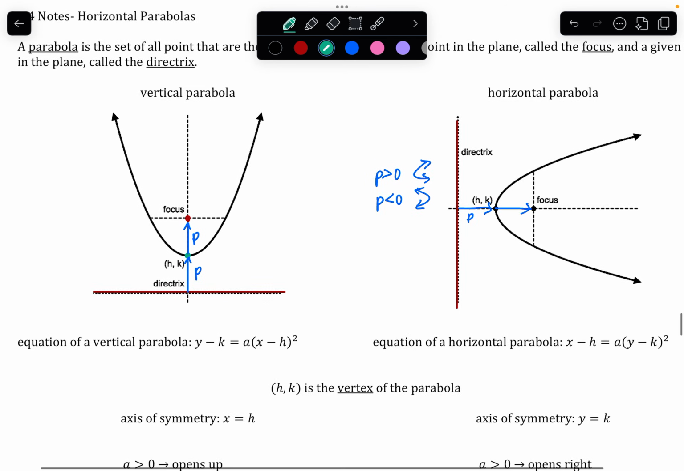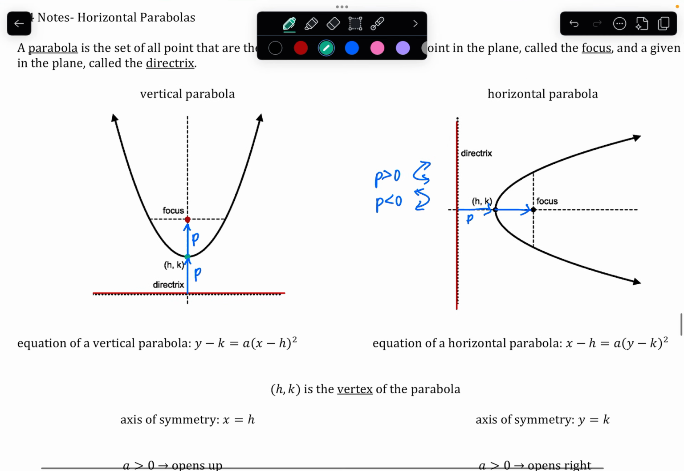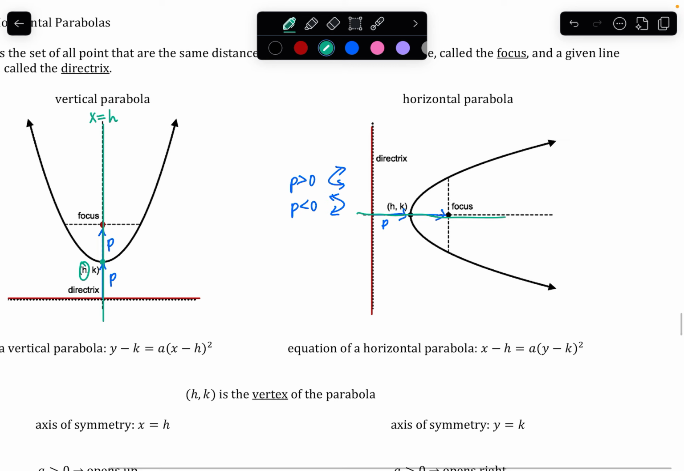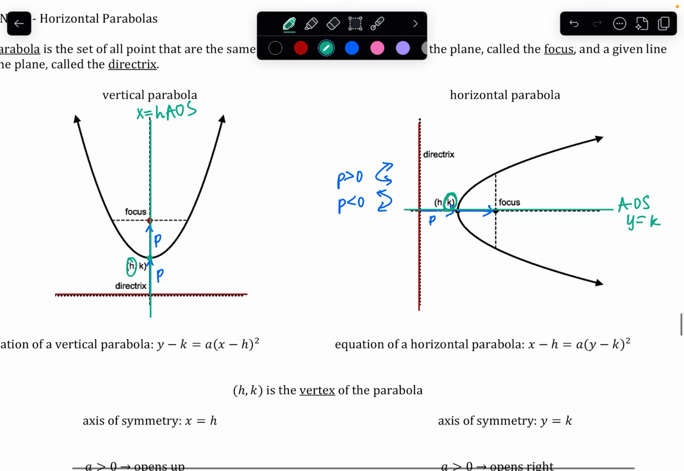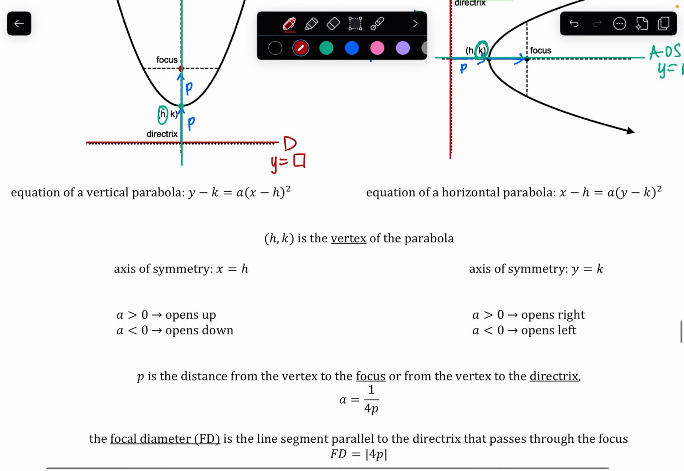The other significant difference is for a vertical parabola, your axis of symmetry was always x equals whatever the x-coordinate of the vertex was, because it was a vertical line. Here, it's going to be y equals, that's the axis of symmetry, whatever the y-coordinate of the vertex is, because it's a horizontal line. Similarly, your directrix is going to be x equals an equation. Here, your directrix will be y equals an equation.